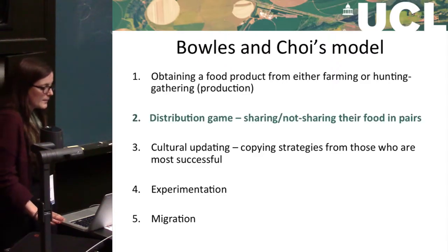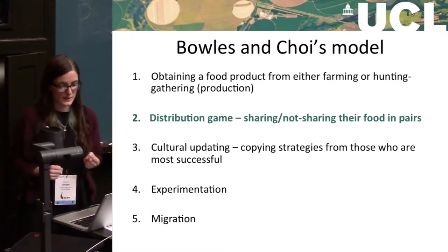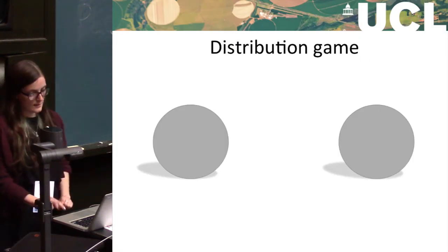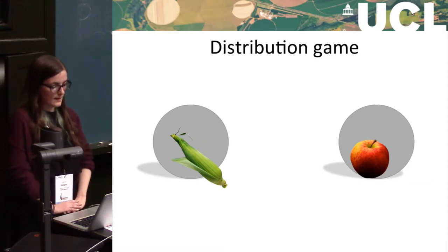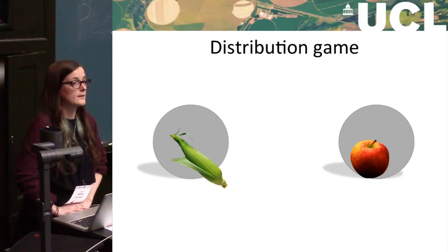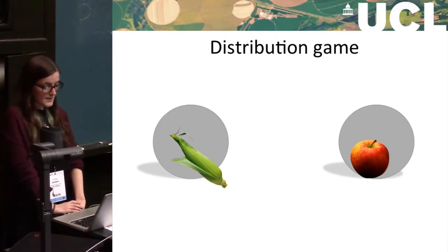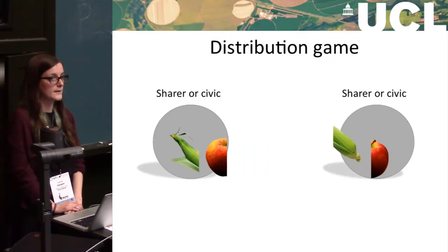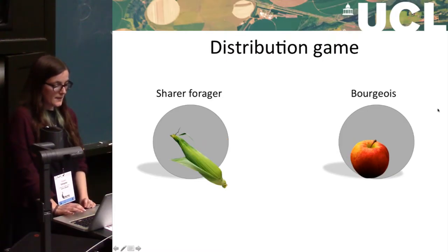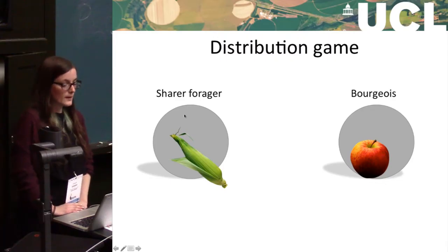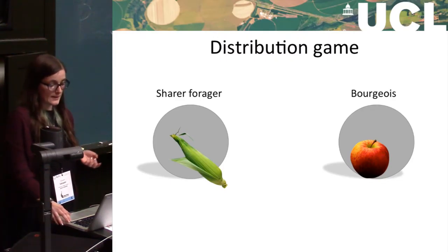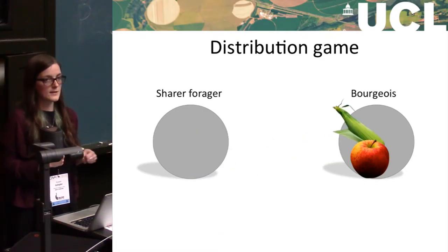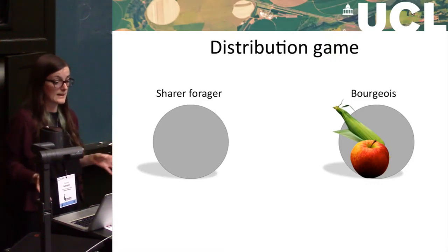A big part of the model is this distribution game, which is the game theory side of it, obviously. So I'll just describe some of this. Here we have two agents, and they both have a bit of food. They're going to share this food according to whether they're a bourgeois, civic, or sharer. If they're both either civics or sharers, then they just share that food with one another. If one of them is a bourgeois and the other is a sharer forager, then the bourgeois likes to steal food, and the sharer doesn't put up a fight. The bourgeois isn't into sharing, the sharer won't fight for it, so the bourgeois gets to keep its apple.